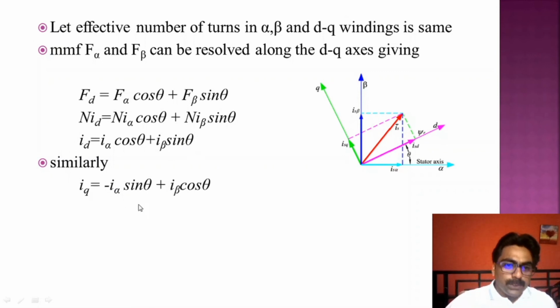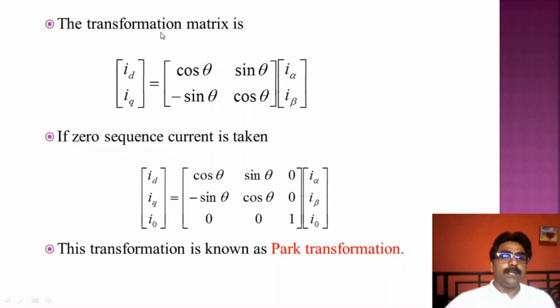When you write them in matrix form, this will give you the matrix here: ID IQ is equal to the matrix of cos theta and so on. This is simply converted into the matrix form. Again here, we are adding a zero sequence current in order to make the matrix square. So ID IQ I0 is simply written. Right? It's clear?